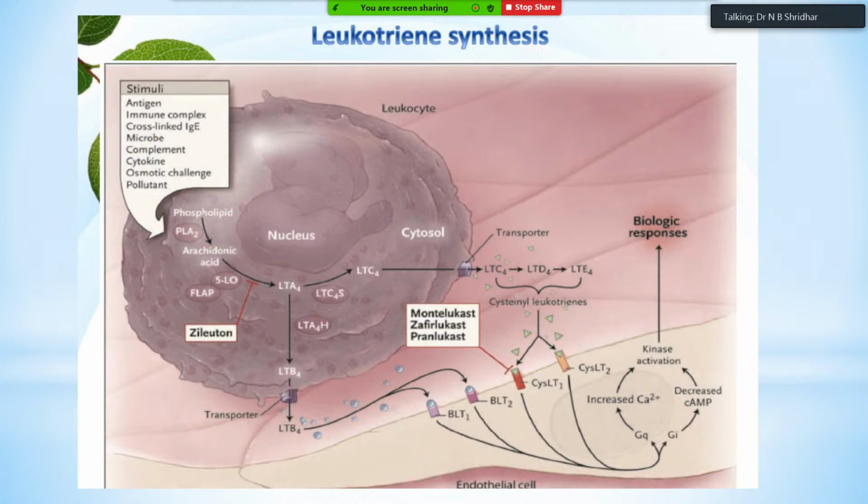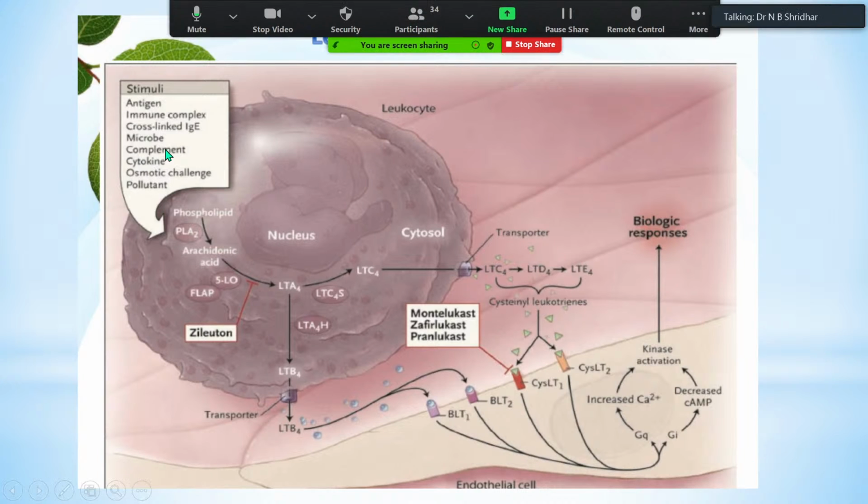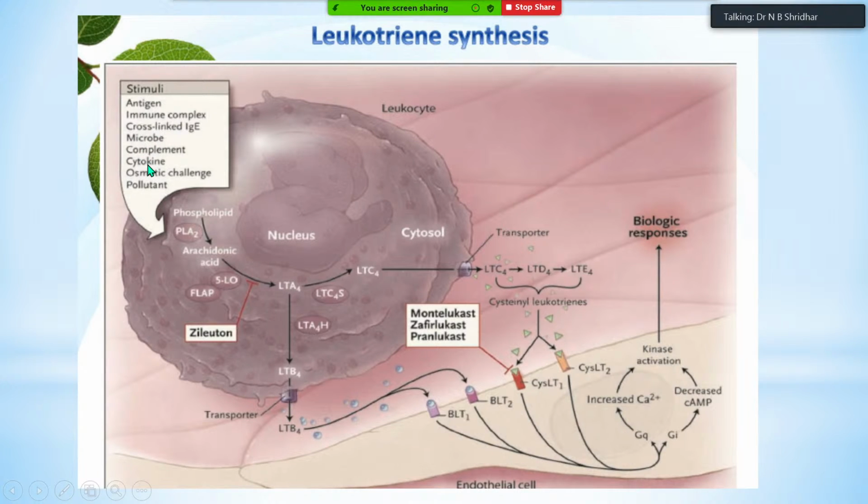And here you can see the synthesis of the leukotriene, as mentioned, in the diagrammatic manner. The stimuli for synthesis of the leukotriene are an antigen, like an allergen or any drug, then the immune complex or cross-linked IgE, then the microbes, the bacteria, the virus, and osmotic changes, and also pollution. So these are all the stimuli which are the input for the leukotriene synthesis.